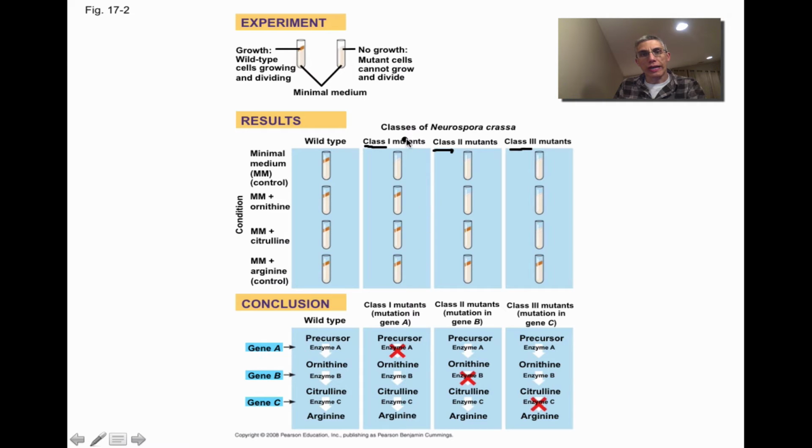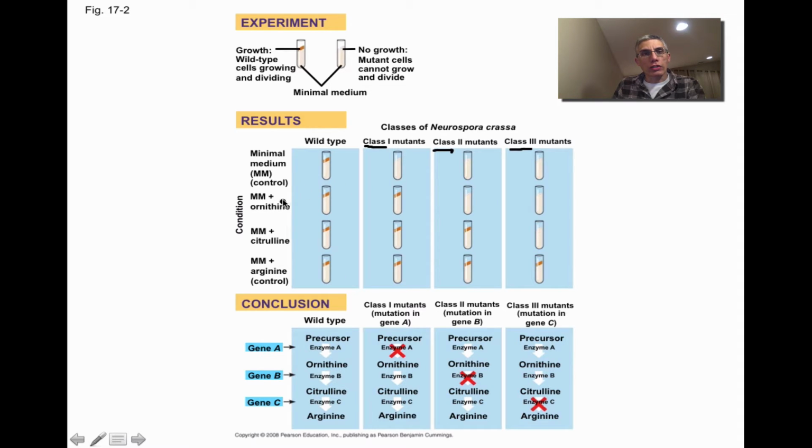So if you notice, class 1 mutants cannot produce enzyme A, class 2 cannot produce enzyme B, and class 3 cannot produce enzyme C. Each of these different enzymes is responsible for proceeding to the next step in the creation of that end product, which if you look down towards the bottom, is arginine. This is what we would consider that metabolic pathway that we had mentioned in the previous screen.